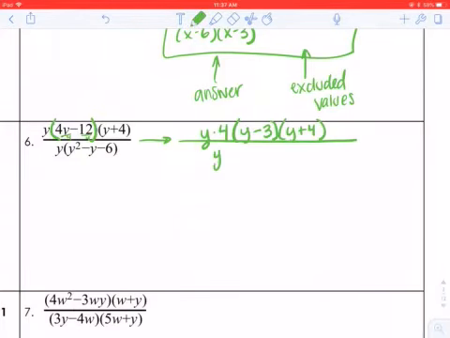On the bottom I have y. And I see that this can be factored. That's negative 6 and negative 1. Things that multiply to get negative 6 are 3 and 2. And I need it to be negative 1, so I'm going to put negative 3 plus 2 would be negative 1. So I have y minus 3 and y plus 2.